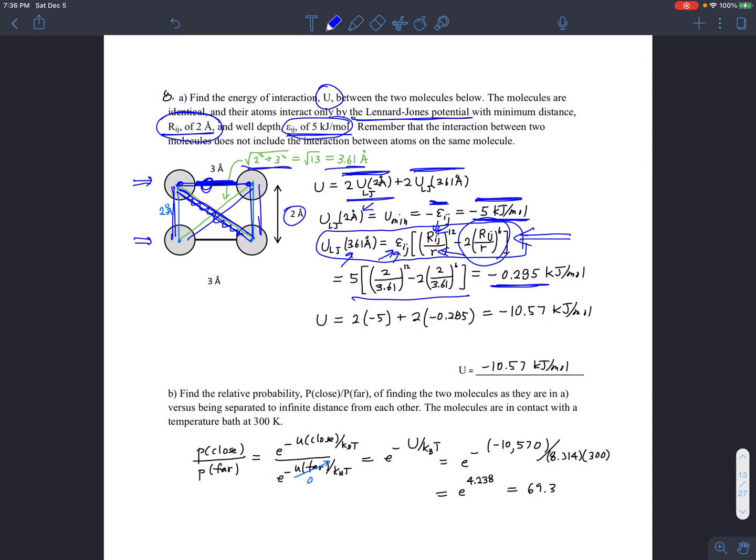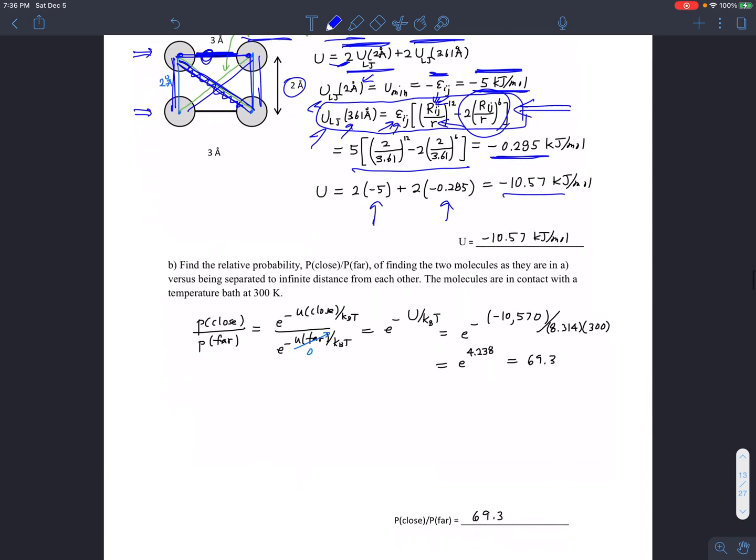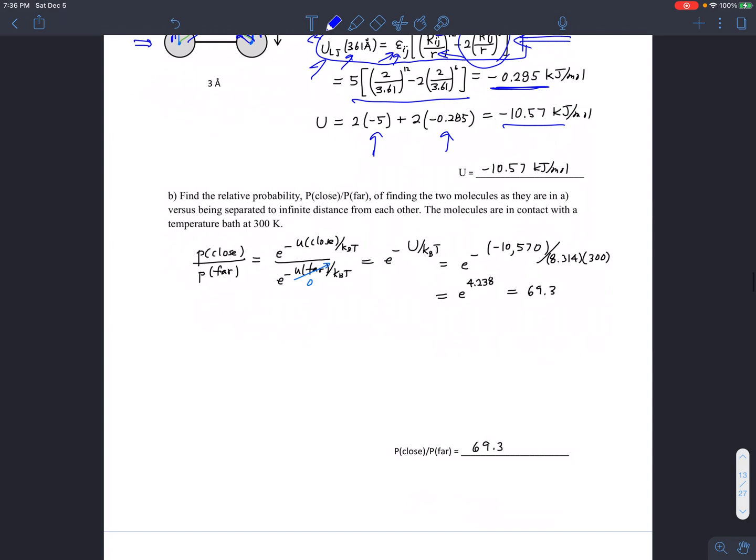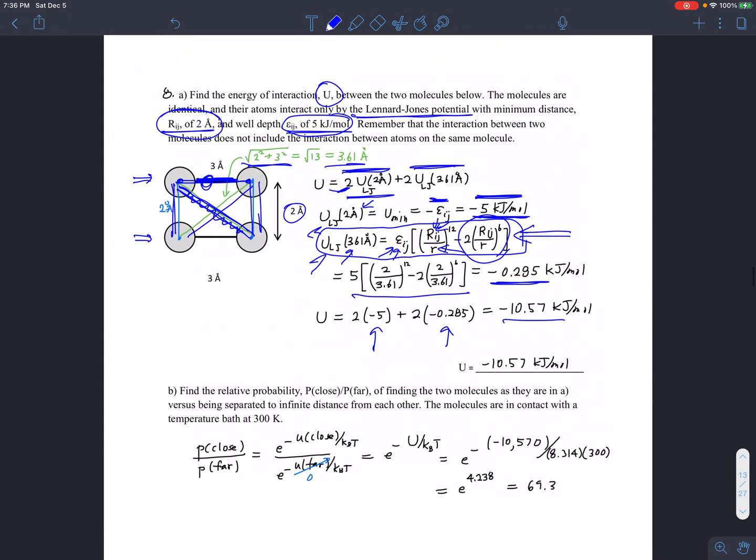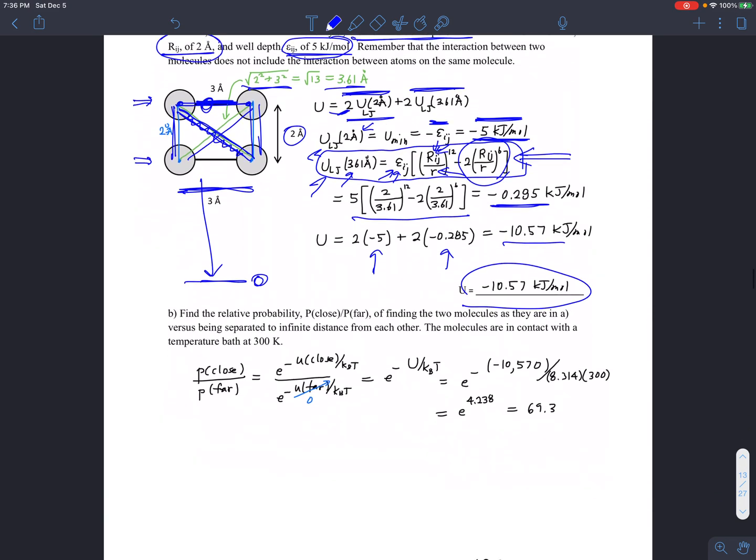Anyway, now we've got the 2 numbers we need, these 2 guys. Plug them into this up here, and that's 2 times minus 5, 2 times 0.3, minus 10.6 for the overall case. Then it also asks, given this energy, what's the probability of finding these 2 molecules close together like this versus being at infinity? So if we take them to infinity, then all the van der Waals interactions are 0, right? So the energy at infinity is 0.